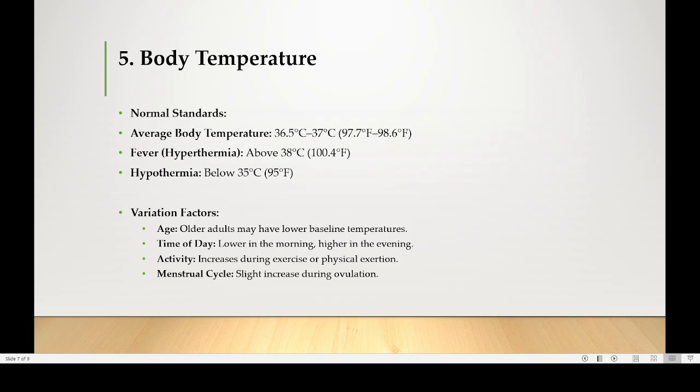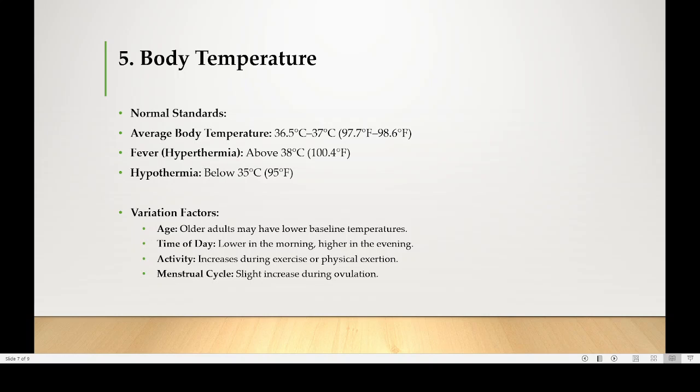So if the body temperature is above 100 or above 38, we call it by the name fever. Then if it is below 35, we call it by the name hypothermia. So these are the different variations in body temperature.